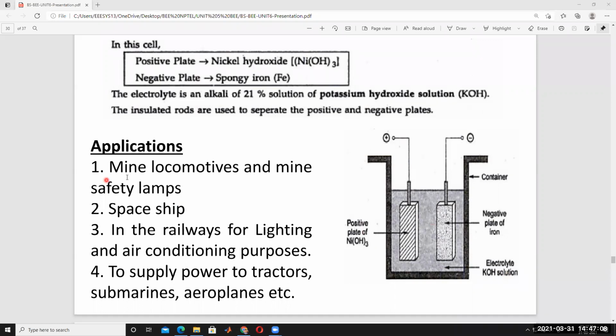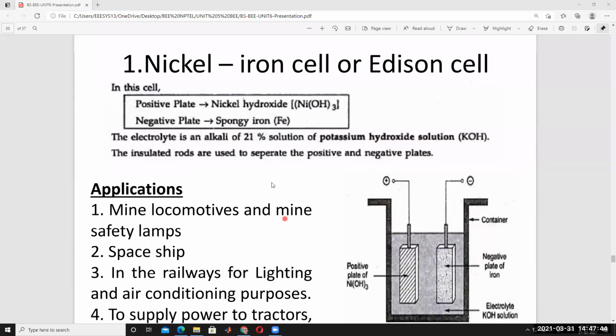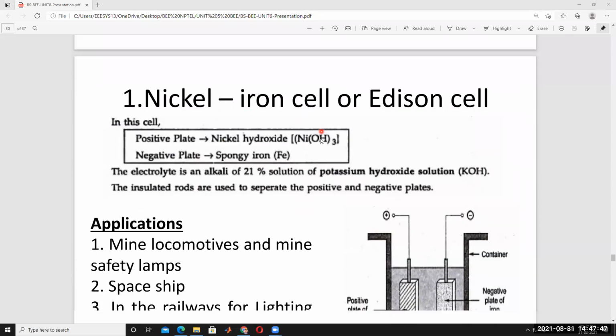Okay. Applications: mine locomotives and mine safety lamps. In a mine, there is a headlamp, no? So that uses these batteries. This type of batteries are used in mine locomotives and mine safety lamps, spaceships, and in the railways for lighting and air conditioning purposes. Also, this type of batteries supply power to tractors, submarines, aeroplanes, etc. These are the different applications of nickel iron cell or Edison cell.